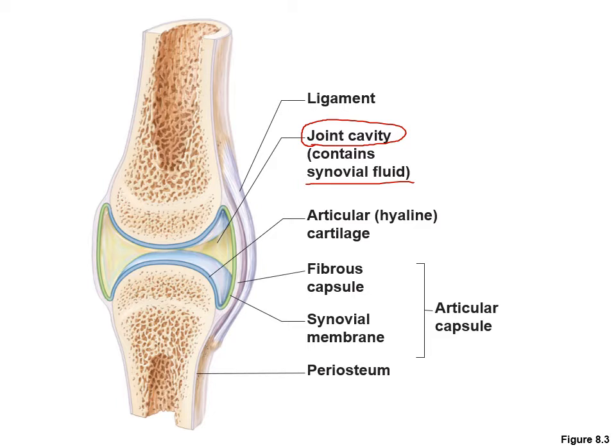Okay, the hyaline cartilage, because at the end of the long bones ada hyaline cartilage, ada fibrous capsule, ada synovial membrane, ada periosteum. So dekat kawasan articular capsule ni adalah di mana ada saraf and salur darah.